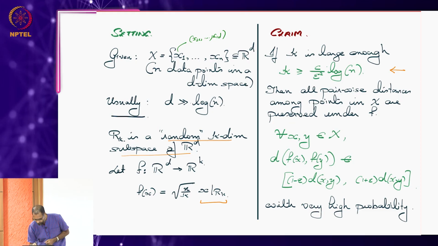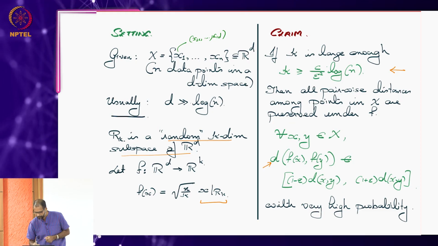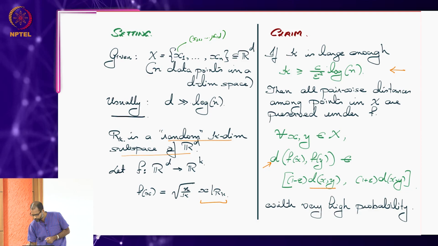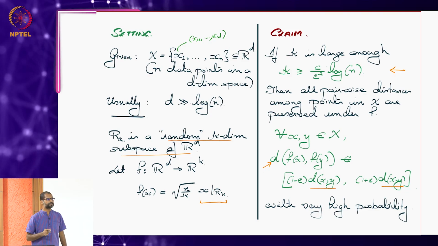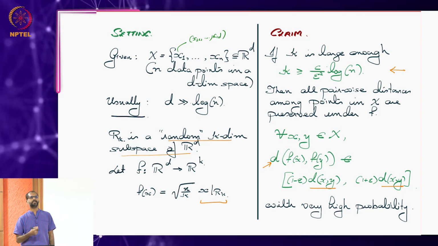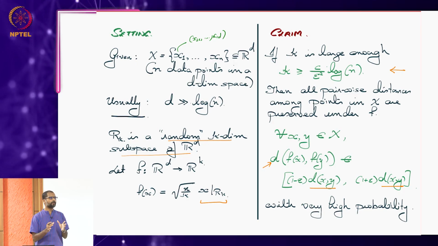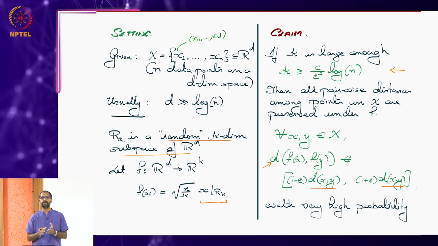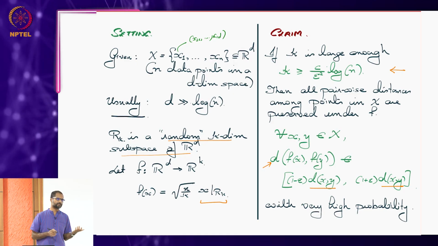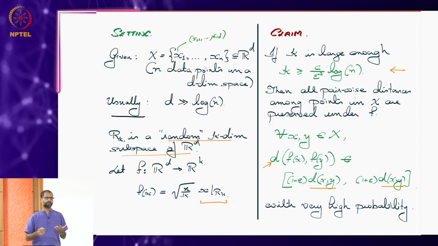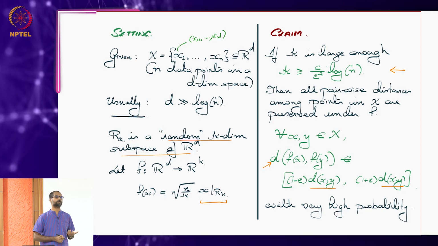So the new distance, which is this guy here, is within 1 plus or minus epsilon of the old distance, and this happens for every one of these n choose 2 pairs. So all pairwise distances are approximately preserved, and since it is a random projection, this is not a definite event, we will claim that this property happens with a very high probability.